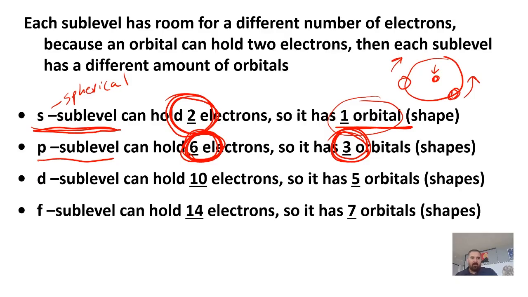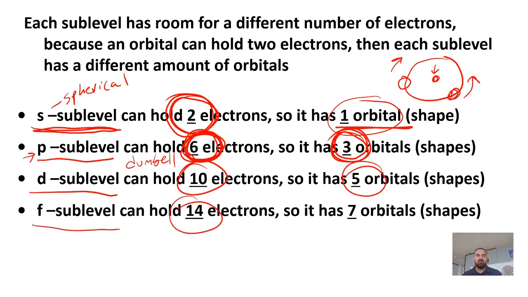All right, so we already wrote all this stuff down. Next to P sublevel, I want you to write dumbbell. That's going to be the shape of the P. And then for D and F, both of those are complex. You don't really need to write a shape for them. Just know that the D sublevel holds 10 electrons, and they all sit in 5 orbitals. The F sublevel, that's going to hold 14 electrons, and they sit in 7 orbitals. All right, let's move on.